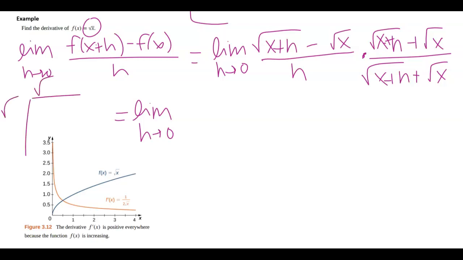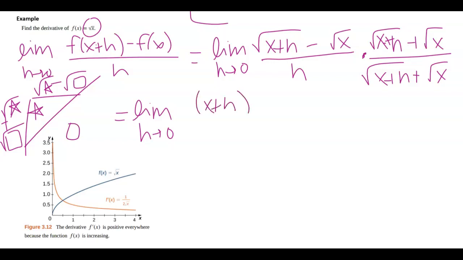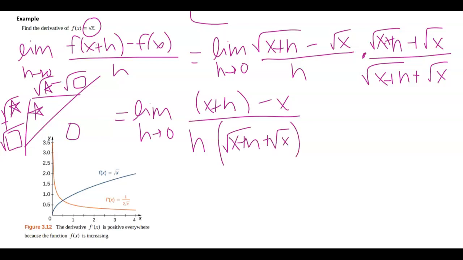I'm taking this square root and this square root, let's say square root of star and square root of box, with a plus and a minus. The square root of this squared means this is just star, and this becomes box. So what that means is I get x plus h minus x all over h, and then I have to keep this. Nothing happens here. All right, I can just go ahead and drop those parentheses. That's totally fine.